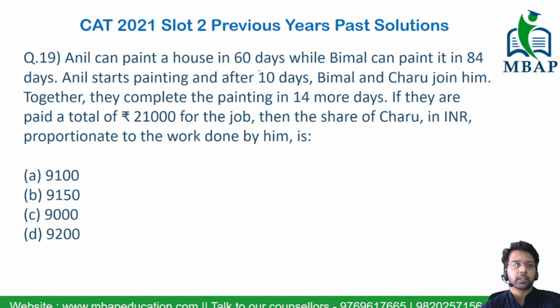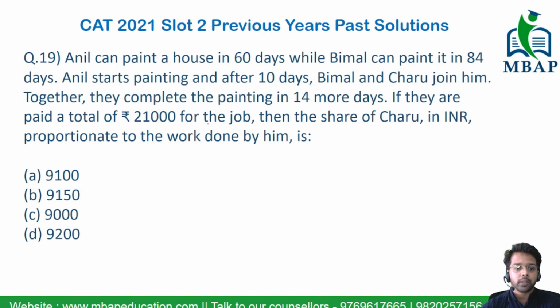So 10 days of work has already been done by simply Anil, right? And post then Bimal and Chadu have joined him. Together they complete the entire house in 14 more days. If they are paid a total of 21,000 for the job, then the share of Chadu in proportion to the work done by C is how much, is the question.